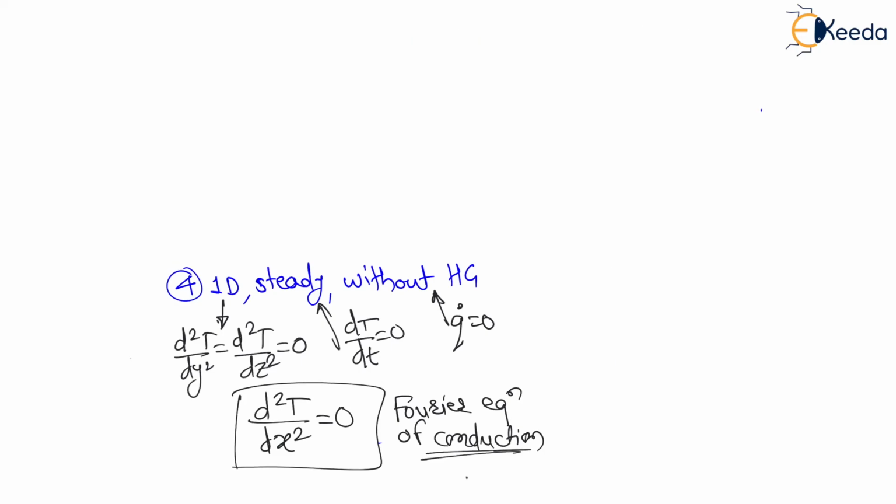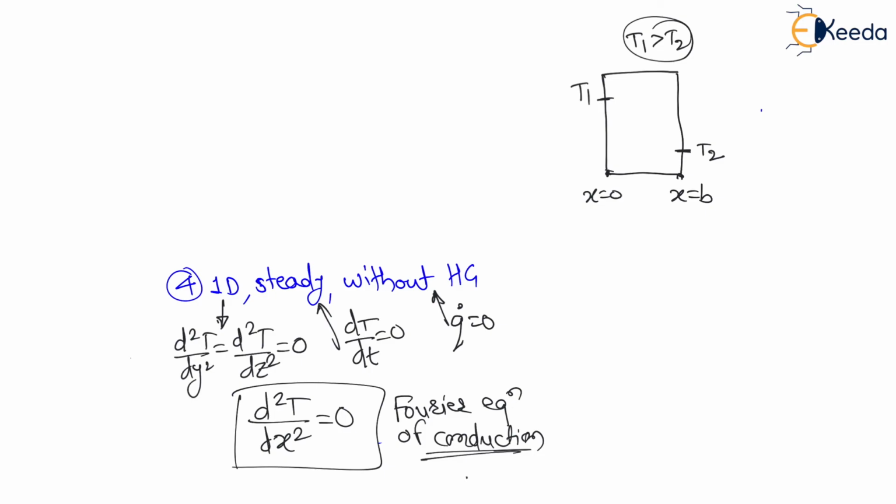Now let us say there is a slab. You have seen this condition, my dear students, already. Let us say there x is equal to 0 and x is equal to b, and whenever x is equal to 0 temperature is T1, whenever x is equal to b temperature is T2, right? And T1 is more than T2. Here my assumption is 1D steady without heat generation conduction equation, right? Therefore the Fourier equation will become d2T divided by dx square is equal to 0.